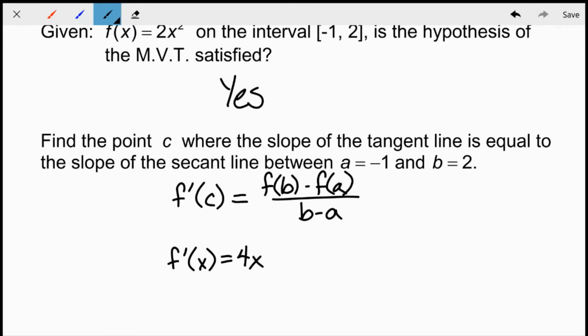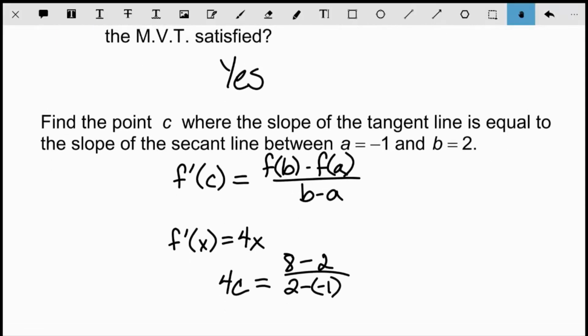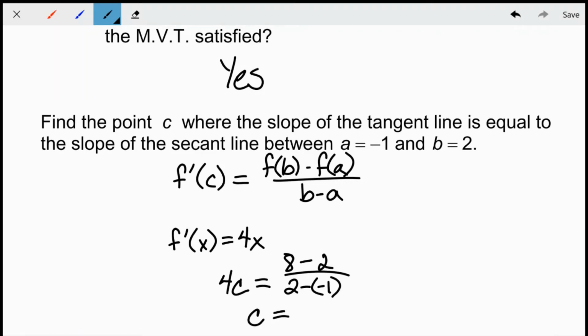So if I plug c into that derivative, I get 4c. That means 4c has to be equal to f of b, which would be 8, because 2 times 2 squared is 8, minus, if I plug -1 into that function, I get 2. And that's divided by my change in the x values, which would be 2 minus -1. And that gives me an equation that I can then solve for c. And it turns out here that c is equal to 1/2.